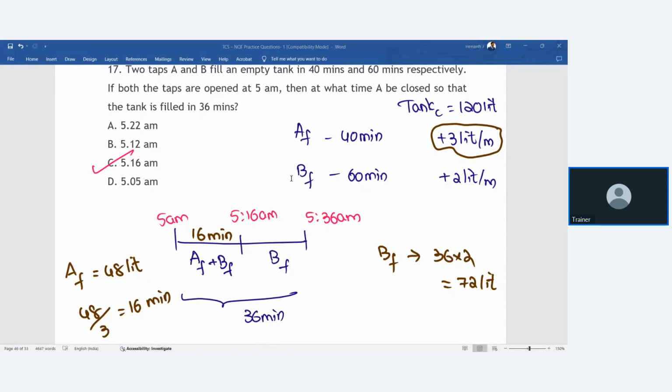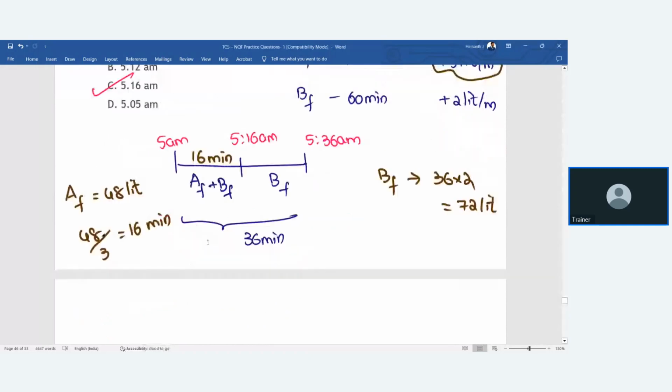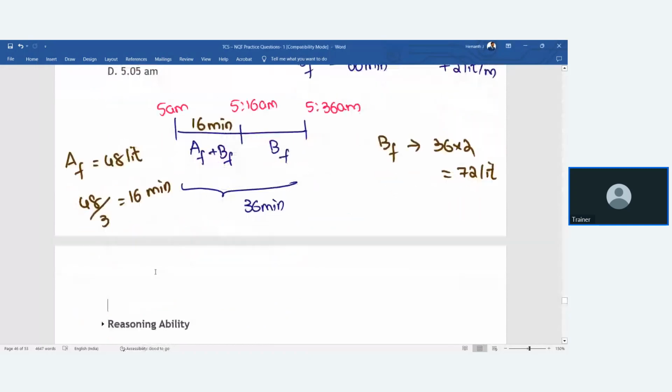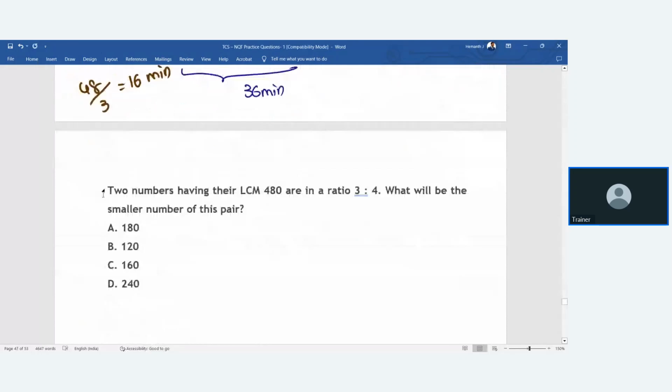Fine. Okay. Now see the next question. Hope you understand things so far. Now a very basic question related to LCM and HCF, asked in previous exams. This is a previous TCS question. You can search for any of these questions, it's available in previous papers.